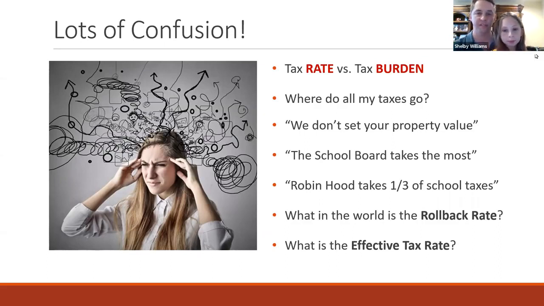We're going to discuss, as Olivia said, the tax rate versus the tax burden, 2 very different concepts. Where do all of your taxes go? The notion that we, meaning the city, the county, the ISD, don't set your property value. Whether the school board takes the most, and Robin Hood takes 1/3 of your school taxes. What in the world is the rollback rate and the effective tax rate? I'll give you a hint. They just got new names last year, which truly just took effect this year.